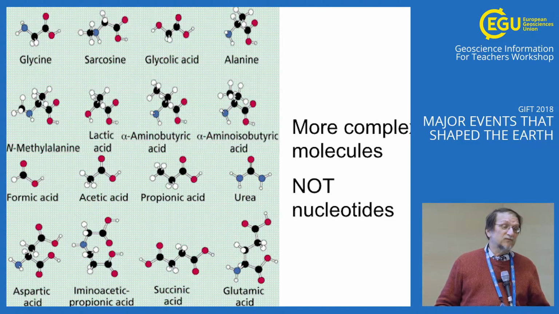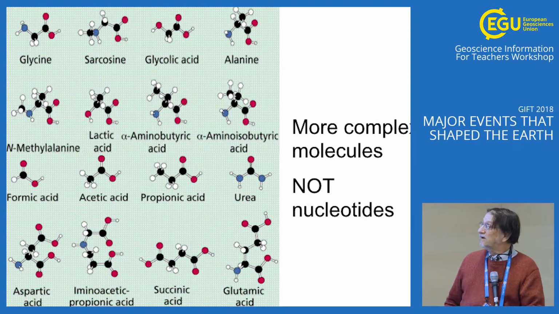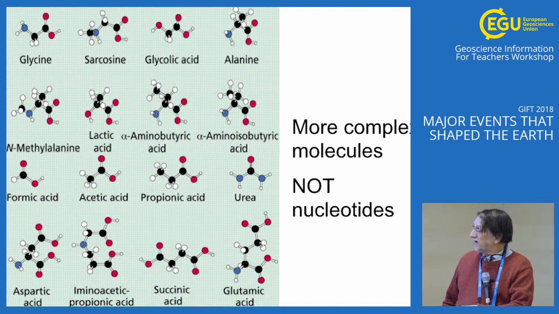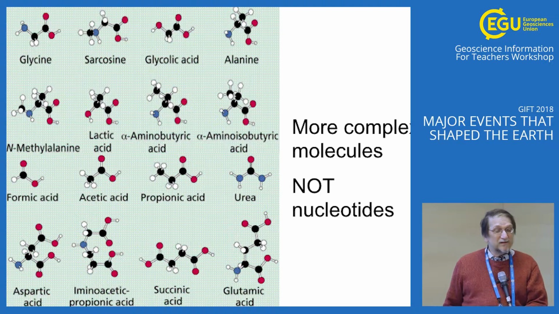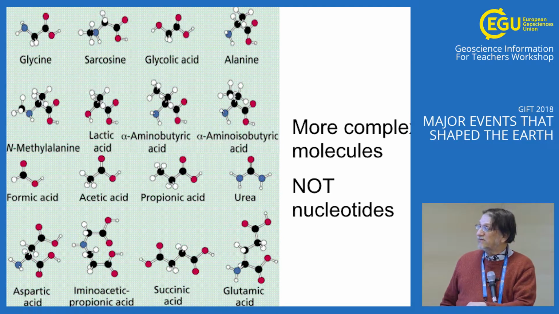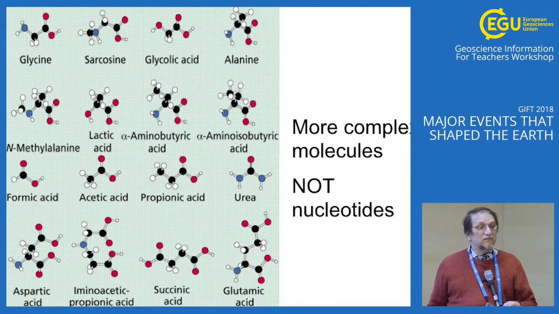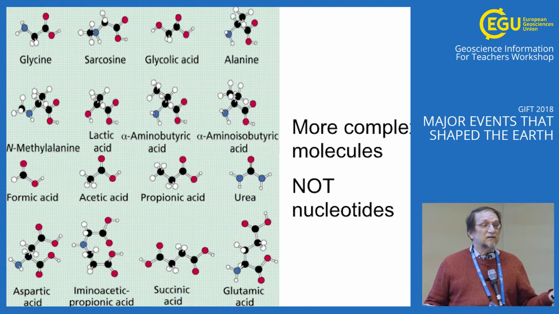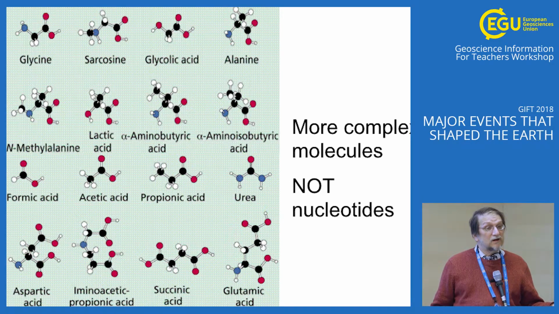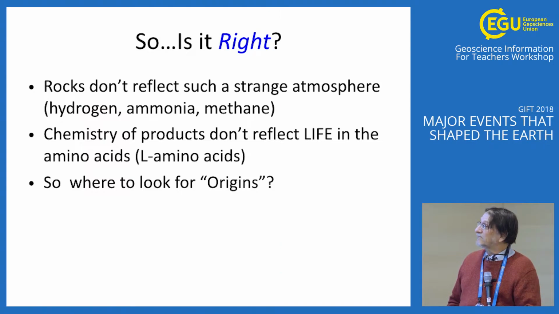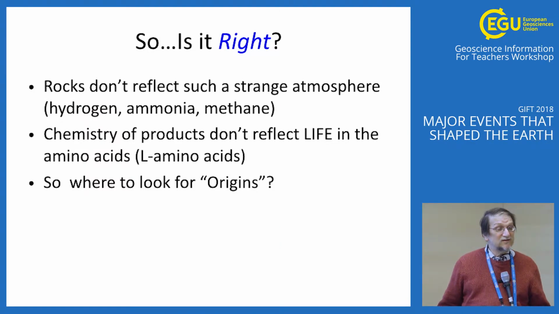Not the same numbers of amino acids you find in your body, but in fact, a lot of those amino acids are associated with the proteins. Curiously, there was also an absence of what we would call nucleotides. These are the molecules that make up the DNA and the RNA. So they could make amino acids in this primitive atmosphere. So is this the right conditions?